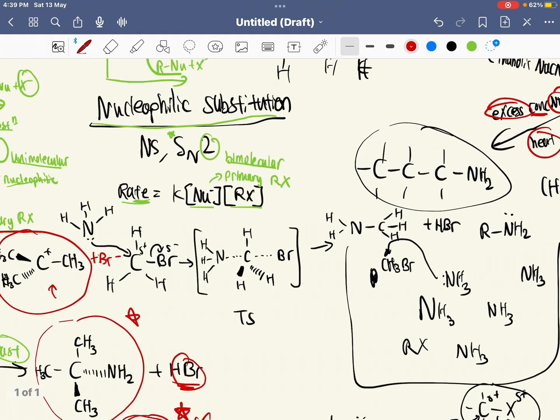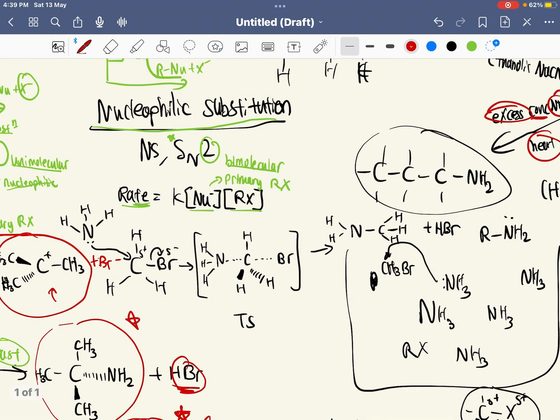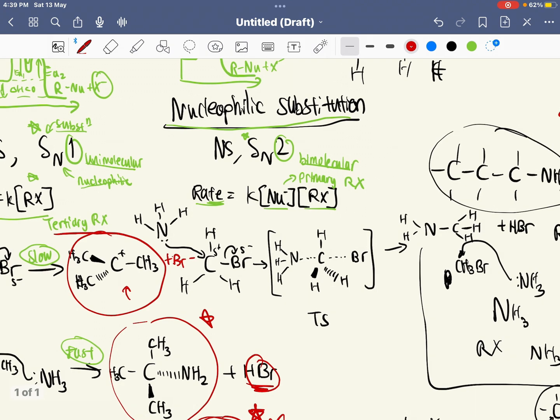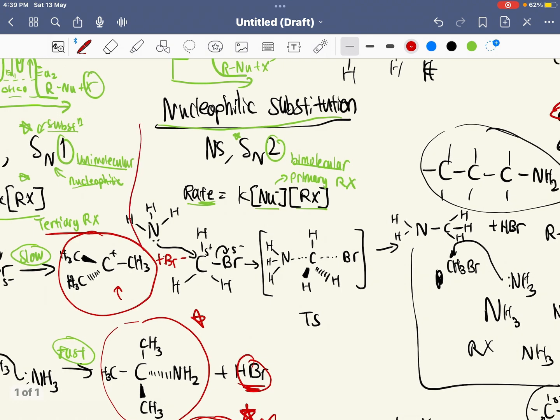For SN2, it is a bimolecular reaction. So therefore, I have my nucleophile and my RX in one reaction. If I draw distinctions, don't look at the rest here. We're looking at this portion here, where I just circled out, and it's very, very messy.